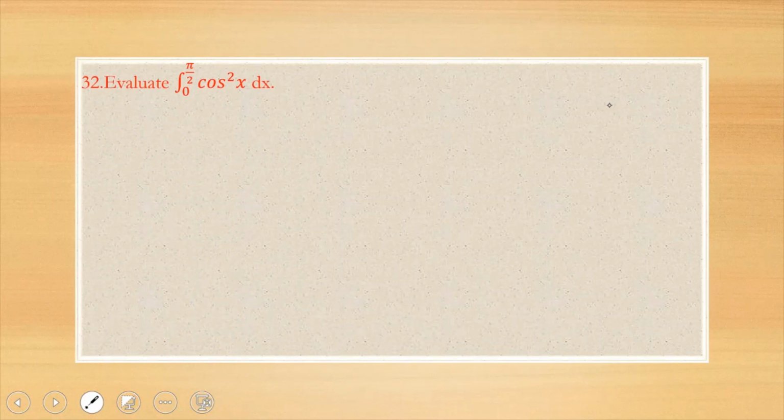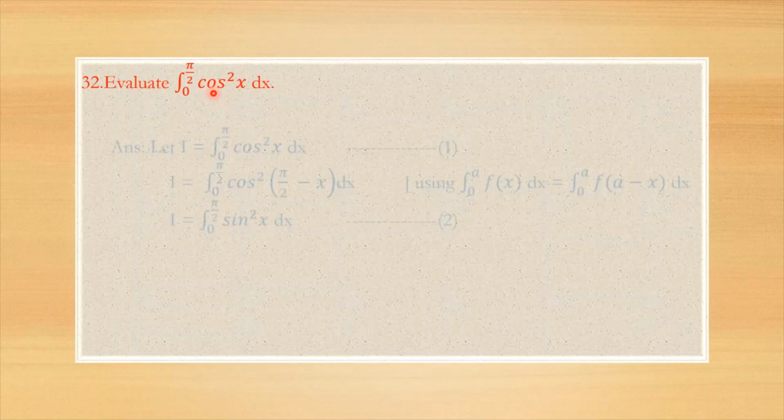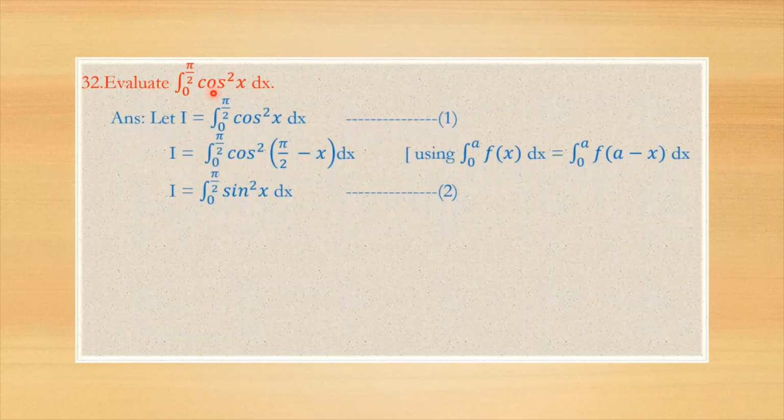Question number 32. Evaluate the integration from 0 to pi by 2 of cos square x with respect to x. So now let me take it as I, integration of 0 to pi by 2 cos square of x with respect to x.